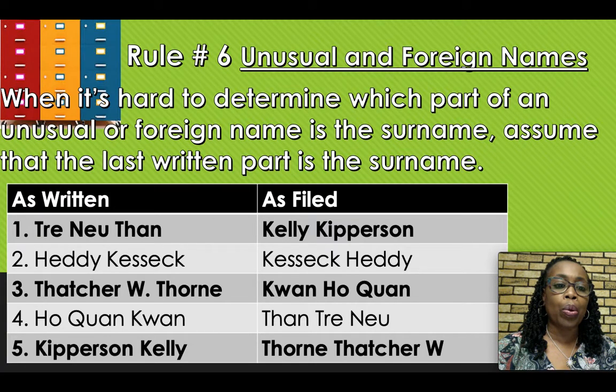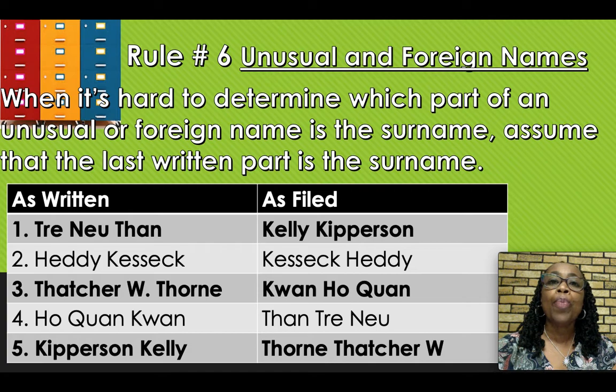Thatcher W. Thorne. Ho Kwan Kwan. Kipperson Kelly. So these names as filed will look like this. Kelly will be the first last name filed because we file in alphabetical order comparing letter to letter in each filing unit. So we compare K in Kelly to K in Kisak, E to E, and L to S. So L comes before S, so Kelly will be filed before Kisak.